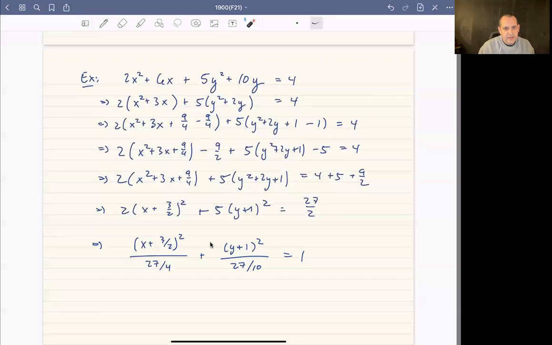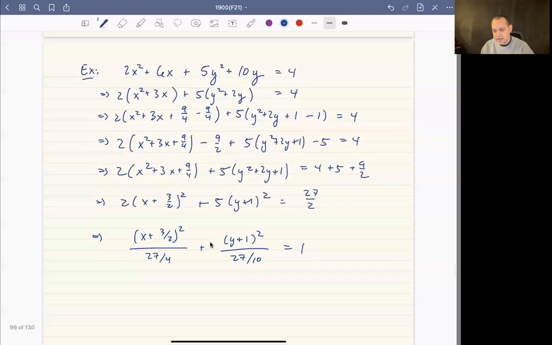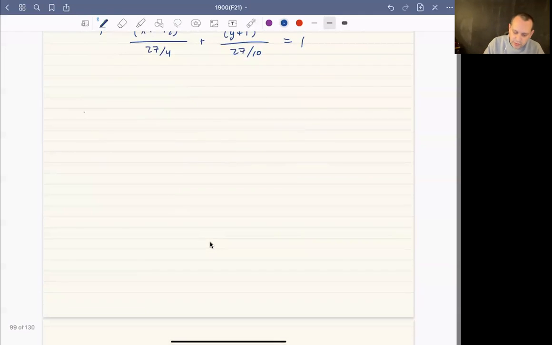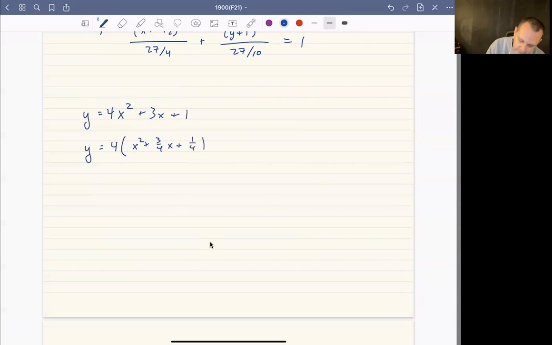Okay, and that's basically how you deal with shifted conics. So hyperbolas and parabolas are going to be the same. Just to quickly talk about that, if you were to have something like y equals 4x squared plus 3x plus 1, what you can do is write this as a square. And so you end up with y equals, we'd factor out the 4, x squared plus 3/4 x plus 1/4. And then do the same trick as before.